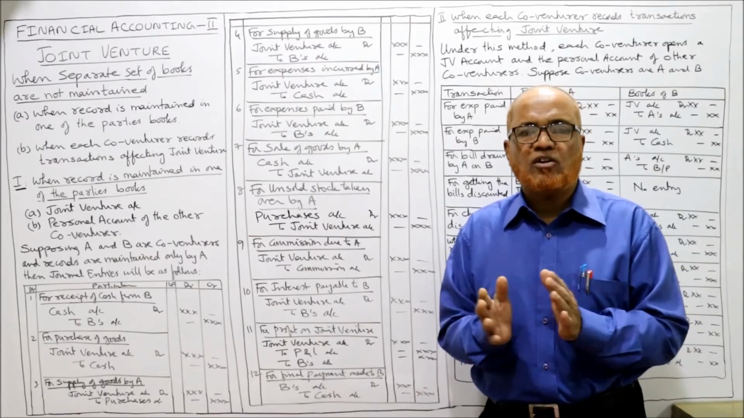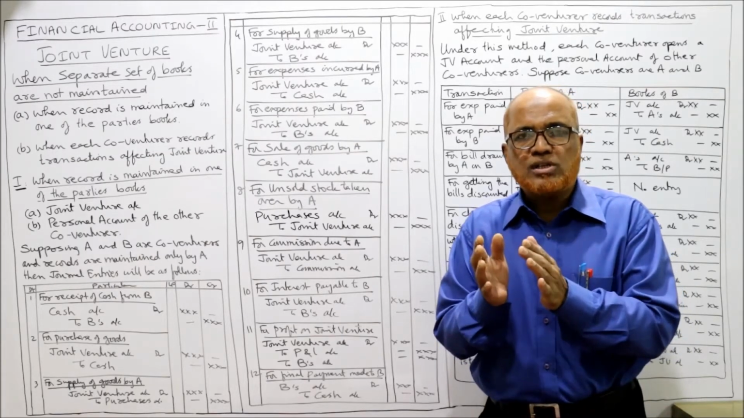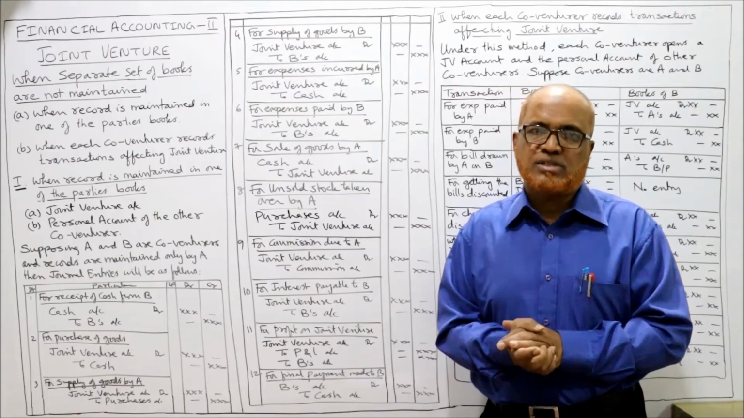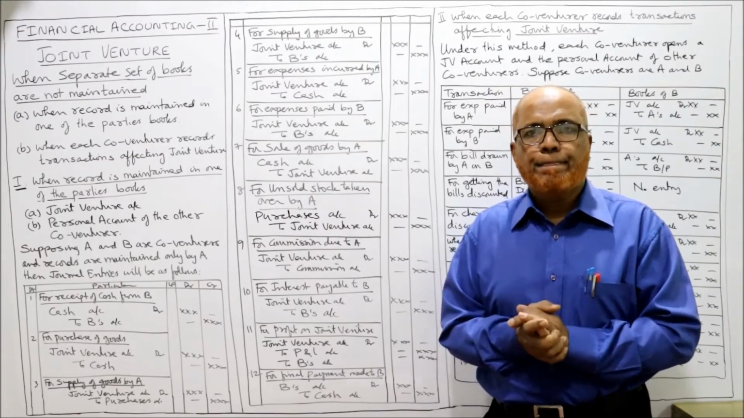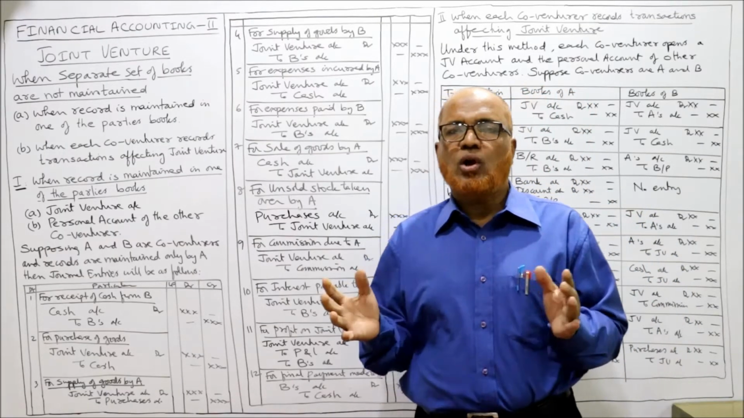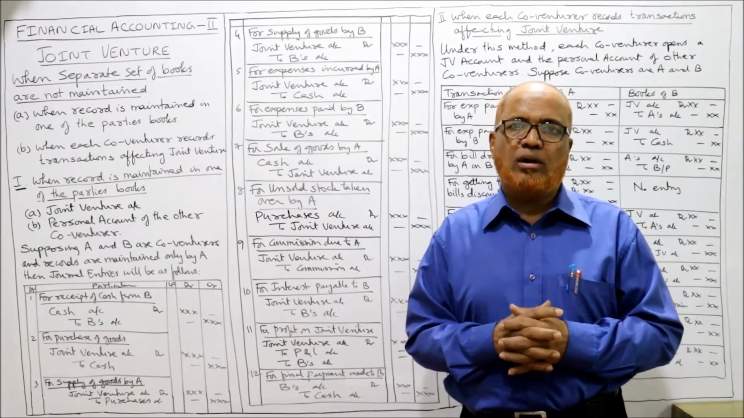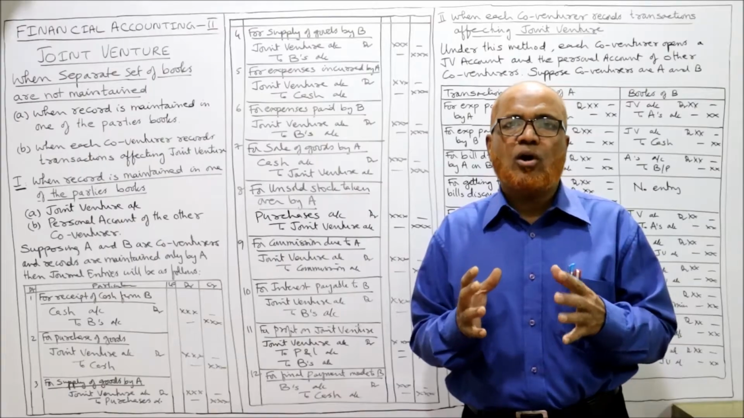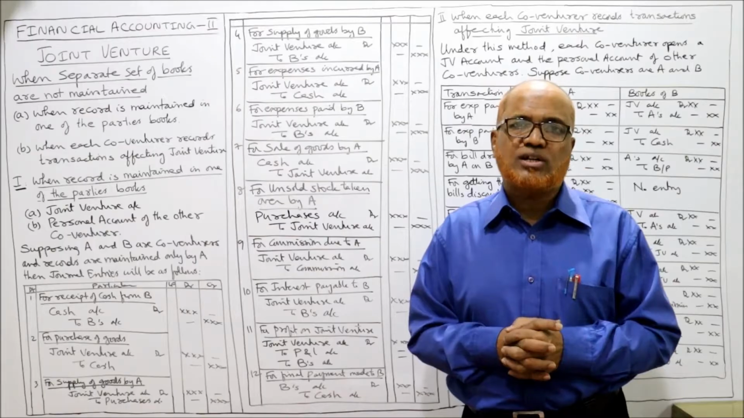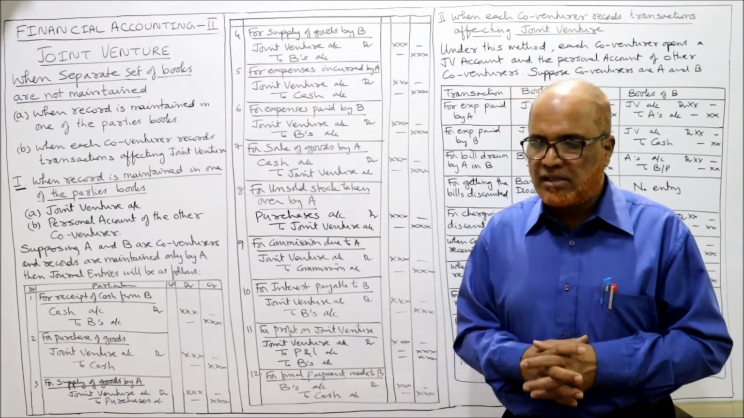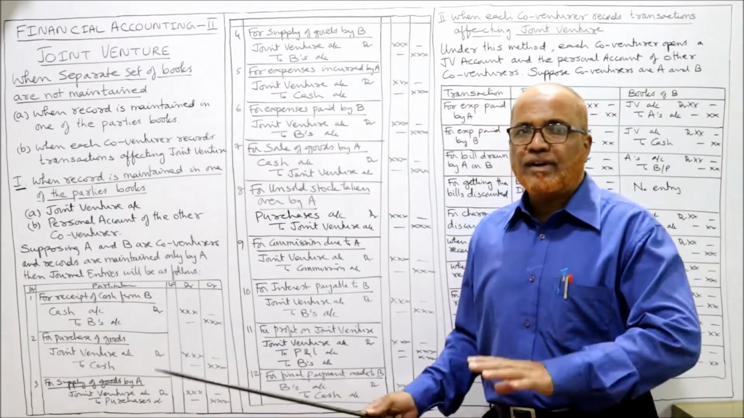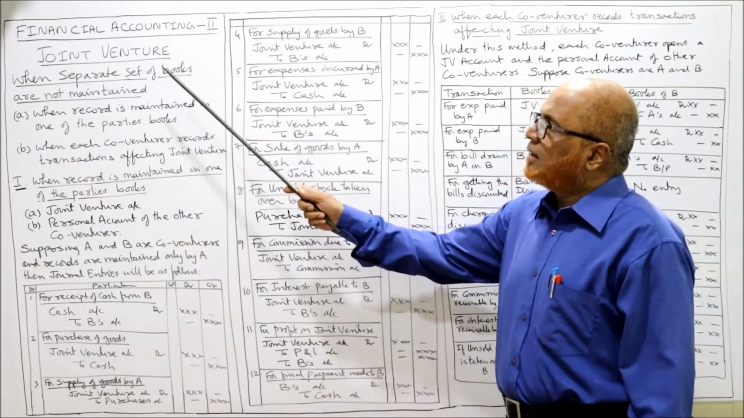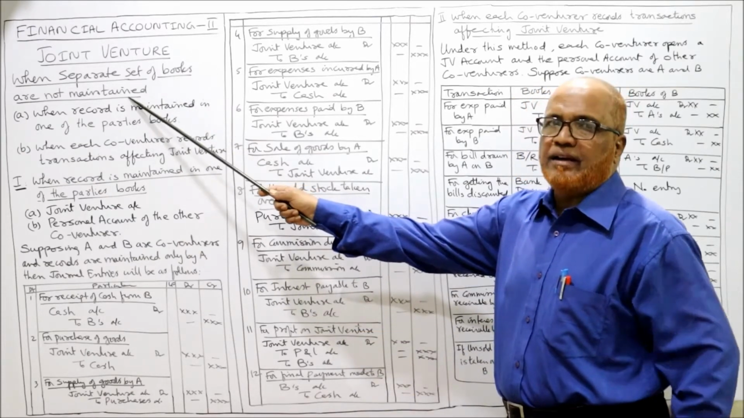No separate set of books are maintained, but accounts are maintained by co-venturers themselves. This will happen when the venture is not large, the venture is small, and the co-venturers may not stay at one place. So in this case, we'll now discuss the different issues when separate set of books are not maintained.